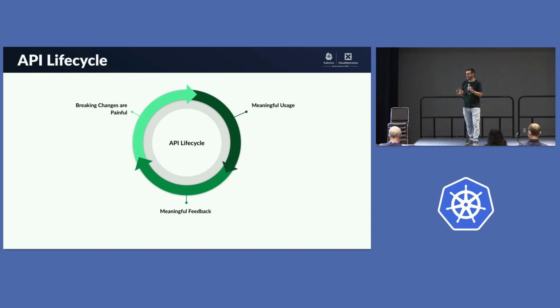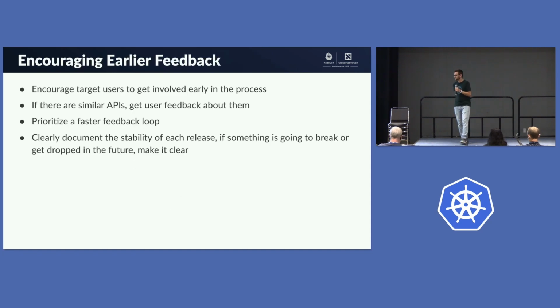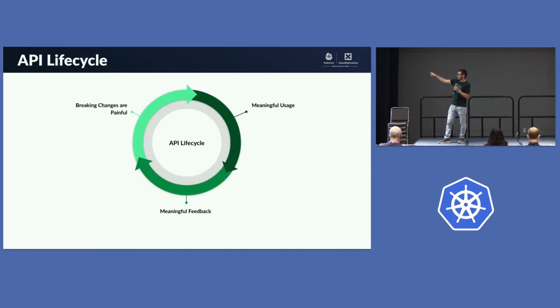This applies to any kind of Kubernetes API development. I have some things that I think can help with this, but this is just a fundamental problem that we struggle with throughout Kubernetes today. We really want to build quality APIs, but we need that feedback. And to get that feedback, we need some usage. So one of the things we've really been trying to do in Gateway API is encourage that earlier feedback. So we really want to take that feedback loop that we have here and make it as fast as possible.